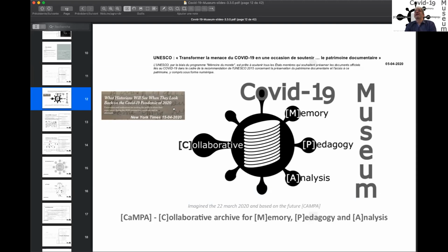Similarly, on the 15th of April, the New York Times was asking what historians will see when they look backward on the COVID-19 pandemic of 2020, which is quite funny, because the 19 in COVID-19 comes from the fact that the pandemic started in 2019. So this was the picture at that time.